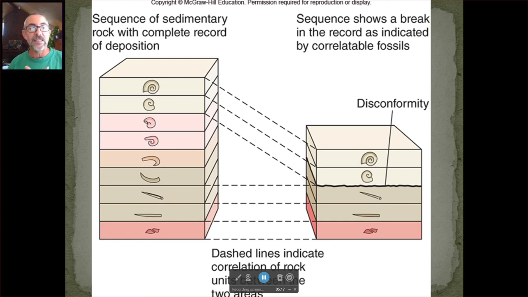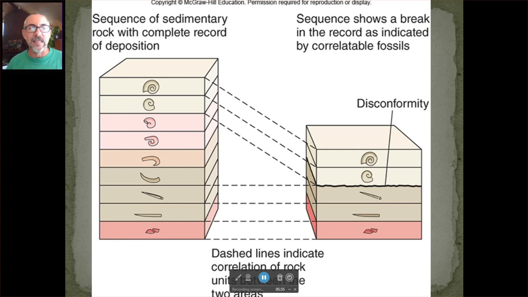It can be done from any two areas that happen to have the same type of widespread index fossils. Not all fossils work well as index fossils, but the ones that do, you can correlate across any distance pretty much and tell the relative age relationships.